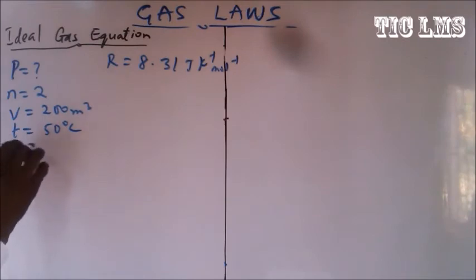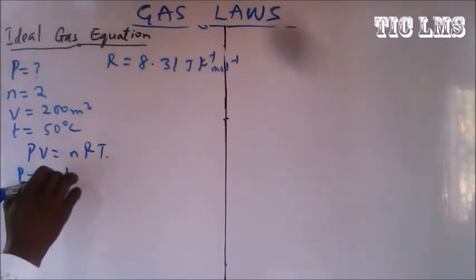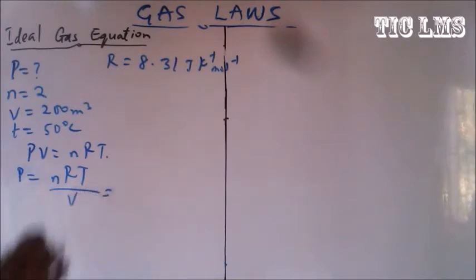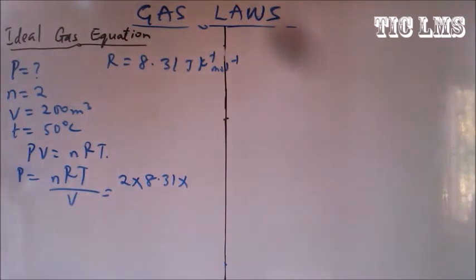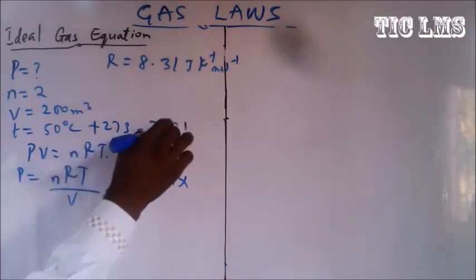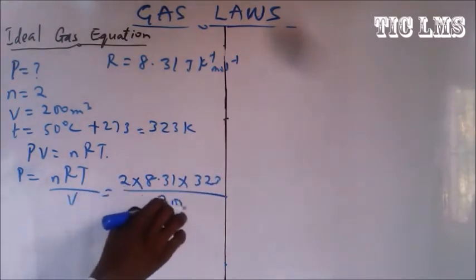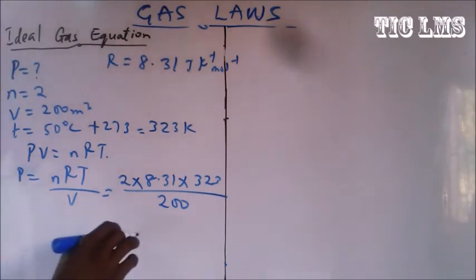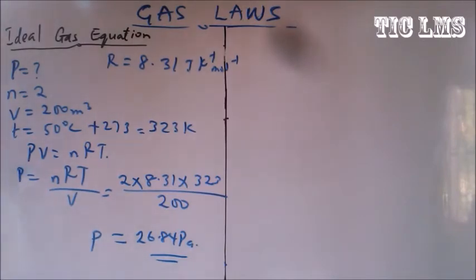Our ideal gas equation is PV equal to nRT. Now from here we have to determine the value of P, so we can make P the subject. That is P equal to nRT over V. n is 2 multiplied by R, and then the temperature we're given in degrees Celsius, so we convert it into Kelvin by adding 273. That will give 323 Kelvin. So we have 323 divided by our volume, which is 200. And when we multiply this out, we'll have 26.84 Pascal as the pressure.